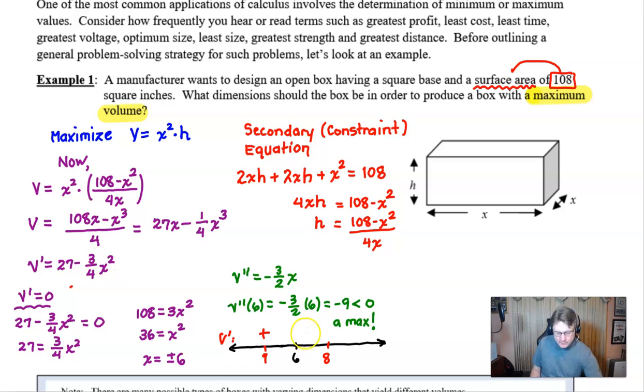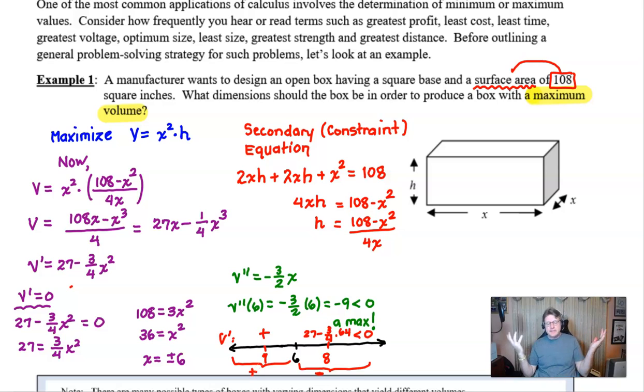We just have to figure out what's 27 minus 3/4 times 8 squared. That's 3/4 times 64, I believe. And if you look at this very carefully, the 64 over 4 would be a 16. 27 minus 3 times 16 is definitely going to be negative, you guys. And so we're going to be all about the negative value to the right of 6 and all about positive v primes to the left. And that's what we want for a maximum. We change from an increasing to a decreasing behavior.